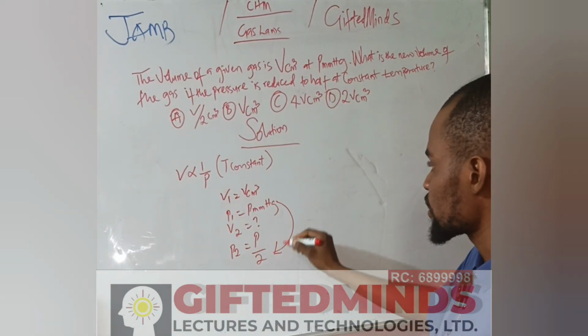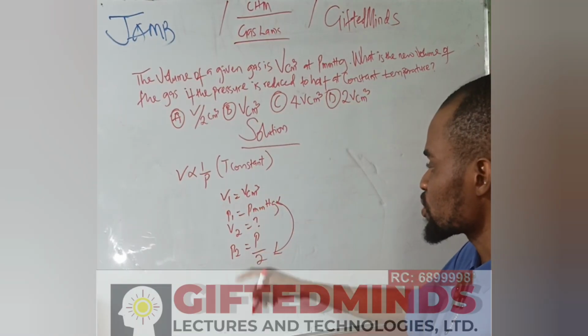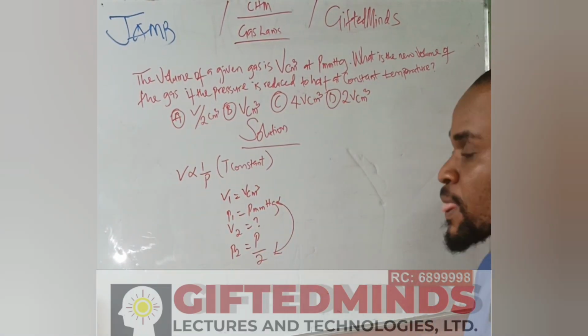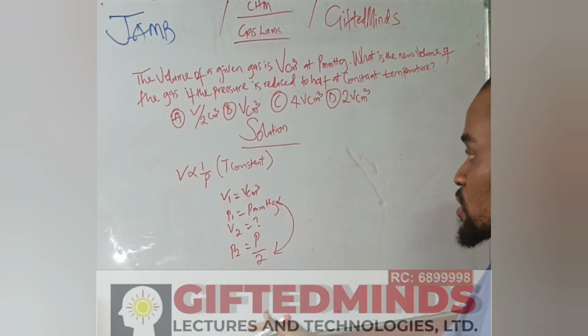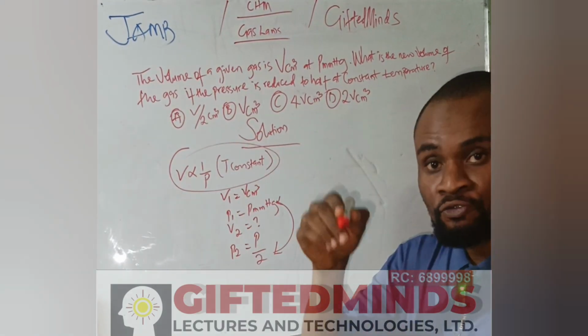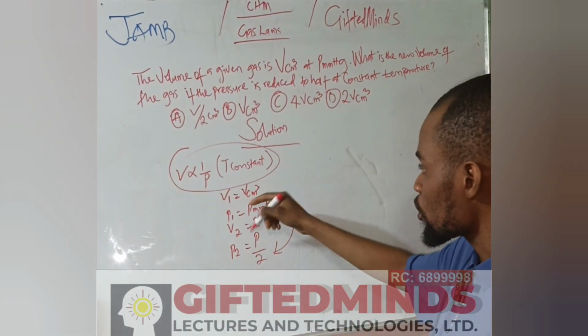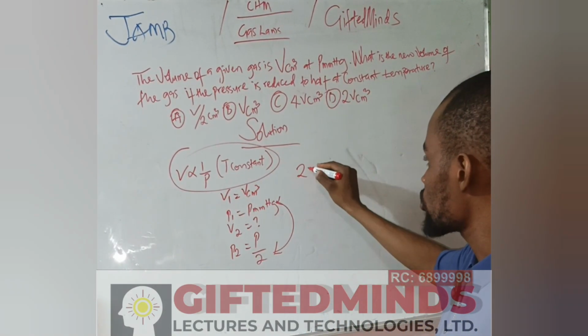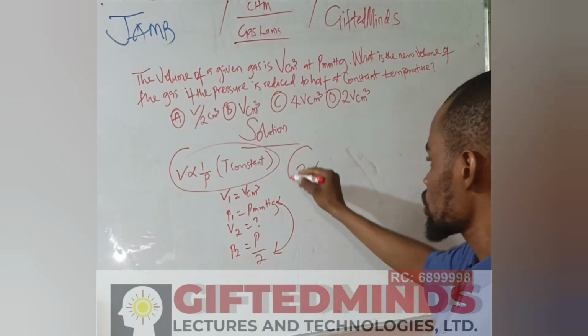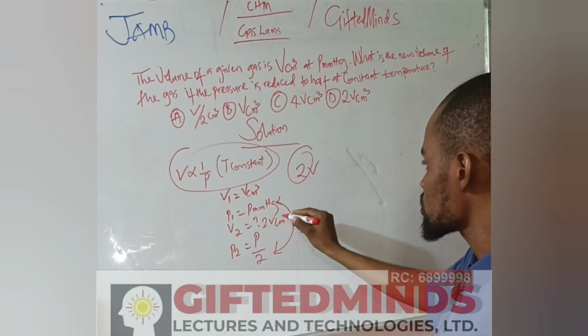Now check this P1 now. What have you noticed? From P1 to P2, the pressure reduces by half. Of course, the volume should be doubled. That is this law, the Boyle's law. The volume should be doubled, which means double of V is 2V. So my volume will be 2V cm³.